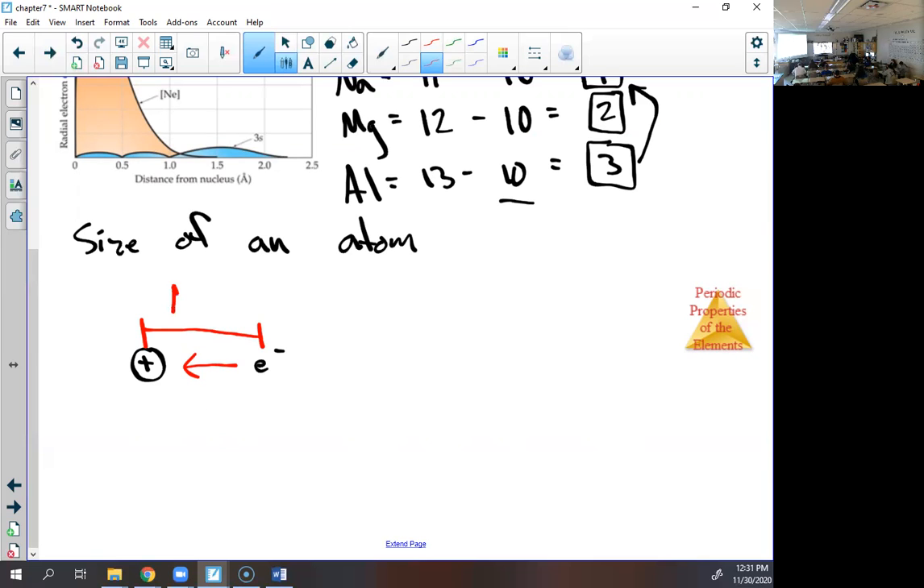So if this was Na, what would you think magnesium would look like? A little bit bigger. You got it backwards. It'd be smaller. Why smaller? Tell your partner why it should be smaller.